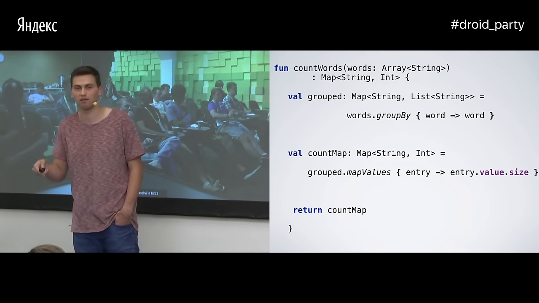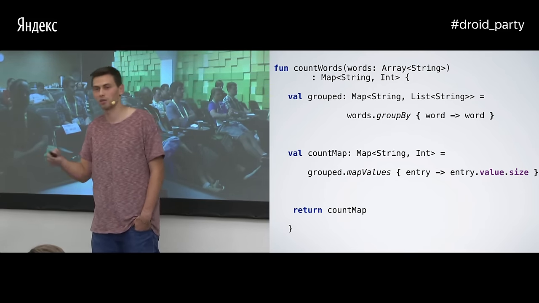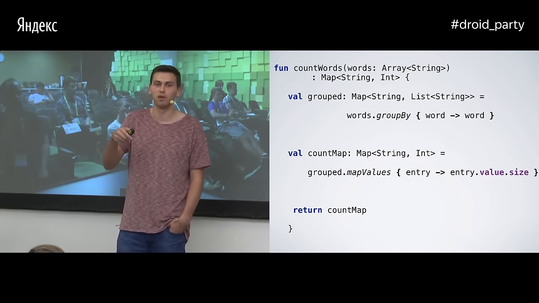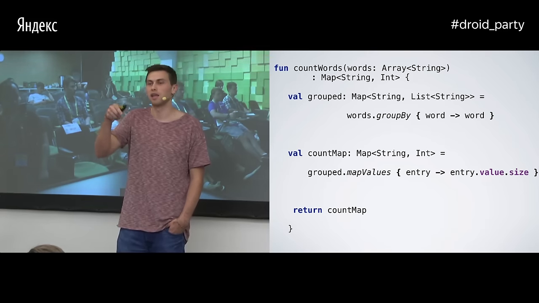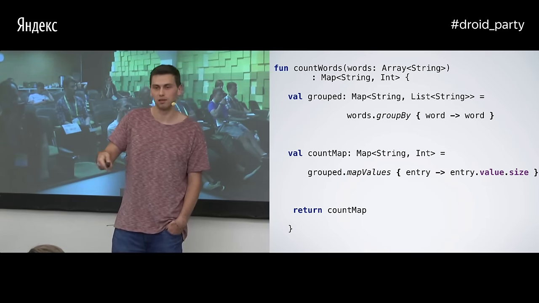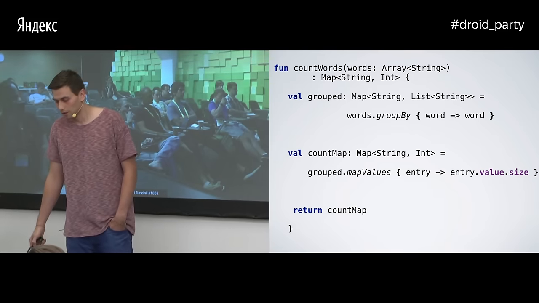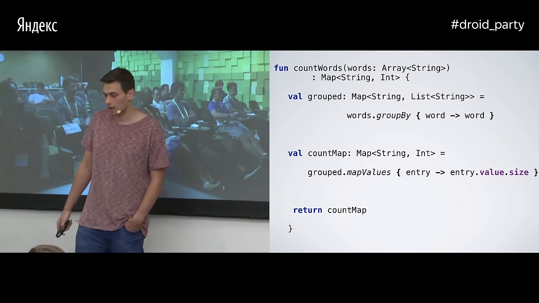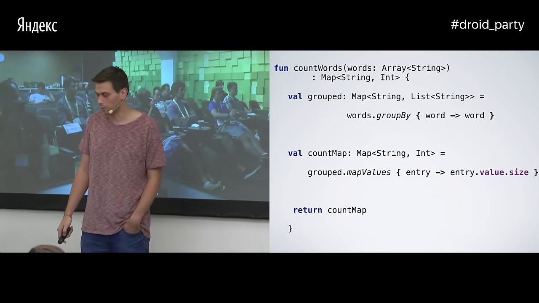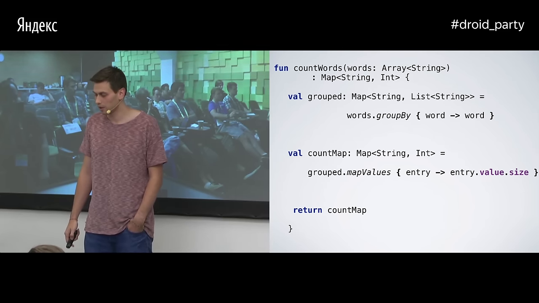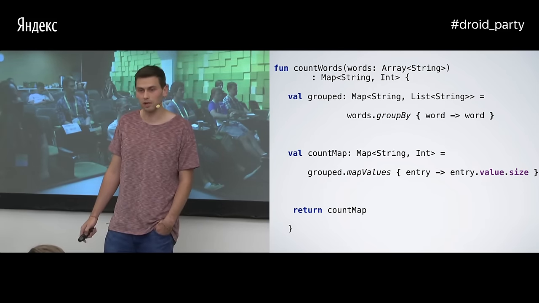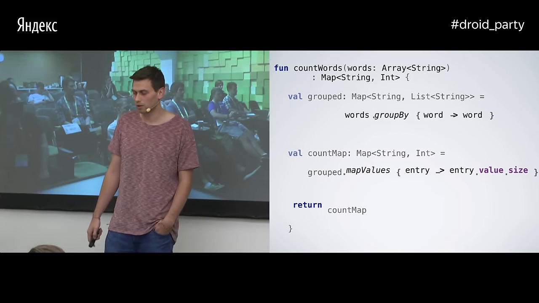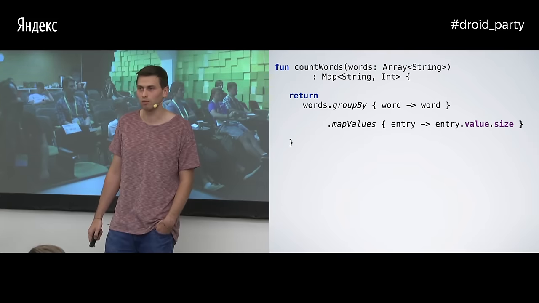So basically, if we have A, B, A as input, then we will have a map with A as key and A, A as value in a list of two A's. Then we do a map value, which basically says, OK, give the entry and take the size of the list, which is the second parameter. And in Kotlin, we can cut that down a little bit more, more concisely.